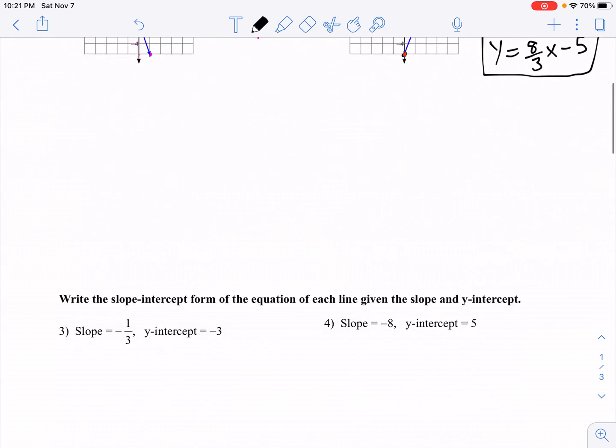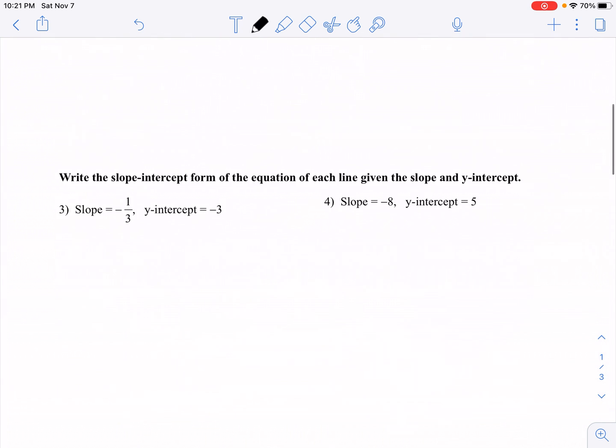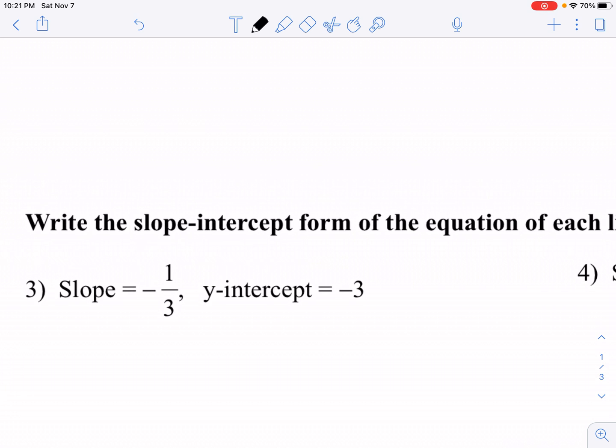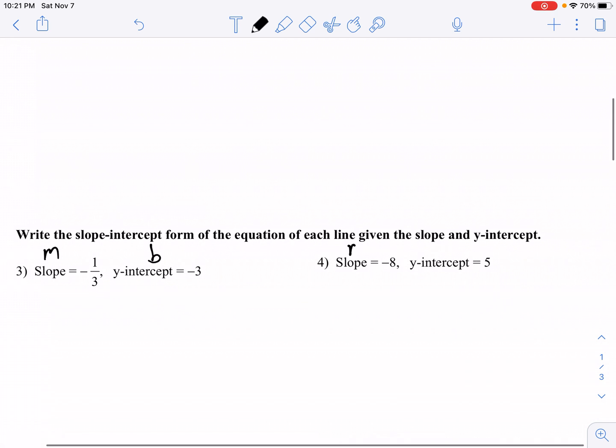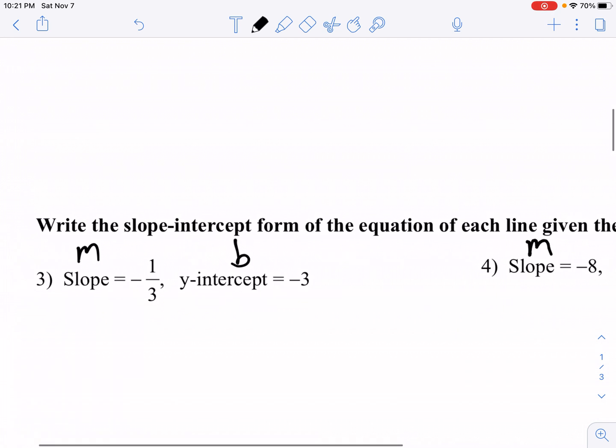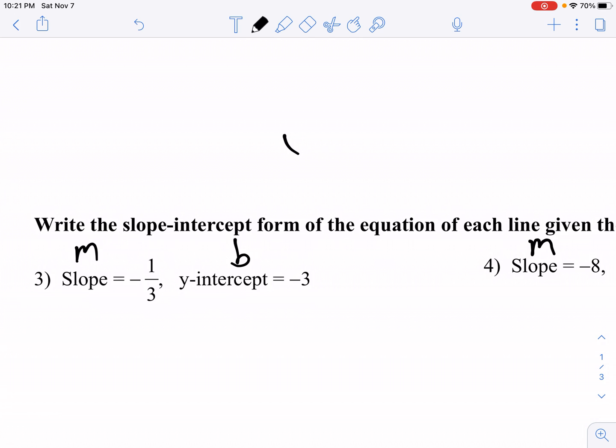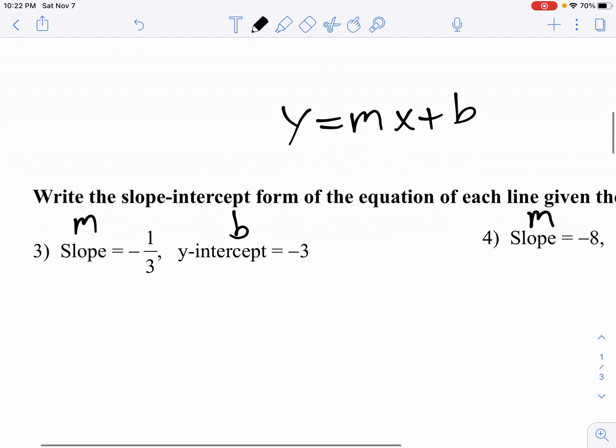Now that's from a graph. In this next part, it says, write the slope-intercept form of the equation of each line given the slope and the y-intercept, okay? So if they tell you the slope and the y-intercept, m and b, that just makes it a whole lot easier because all we need to do is write this. Okay, that makes things a lot easier. So if they give us m and b, then all we have to do is plug it in.